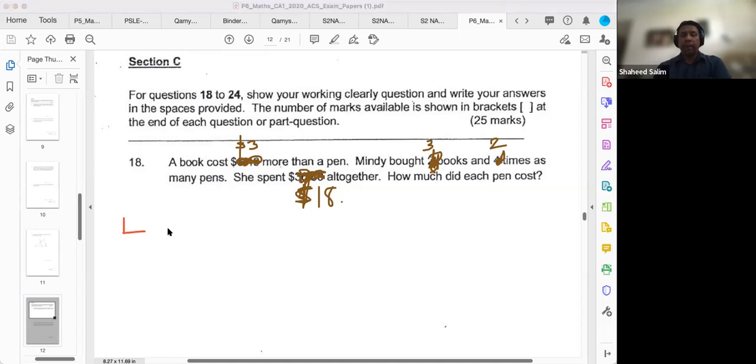So we draw. One pen is how many dollars more than the book? Let's say $3 more. So I put $3. Sorry, this one is the book. This one is the pen. How many books do you have? There are 3 books. So we draw 3 of these.